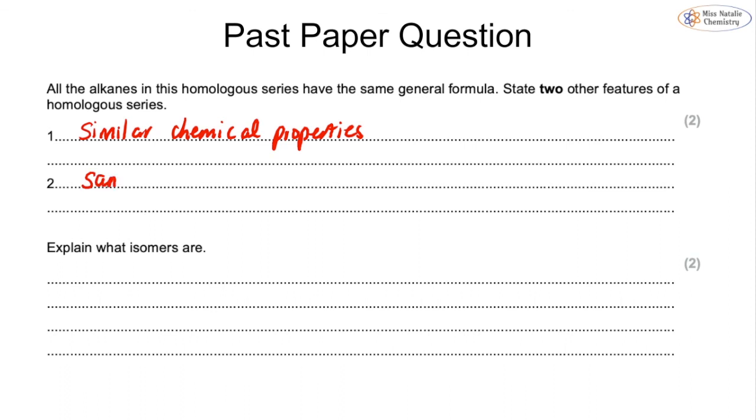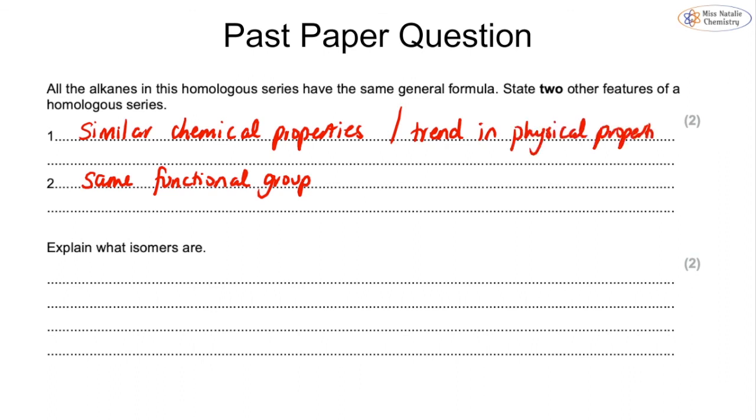We can also say that they have the same functional group. We could always say that they have a trend in their physical properties. Or lastly, that each member differs by CH2, meaning we're going to add in CH2 each time we are moving through the different members of the homologous series. Any 2 of these would get you your 2 marks.